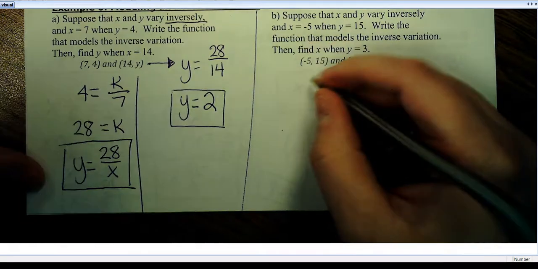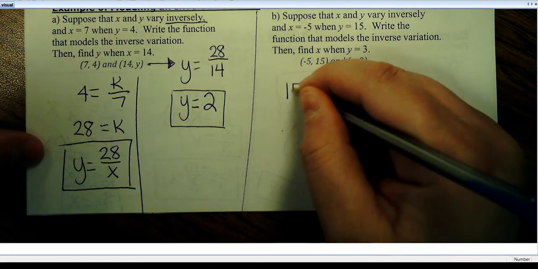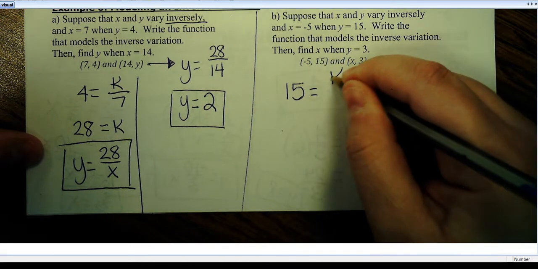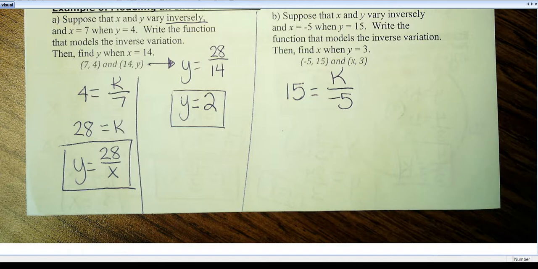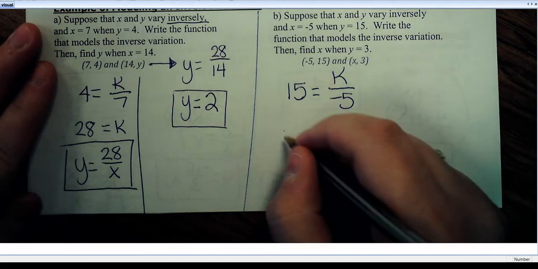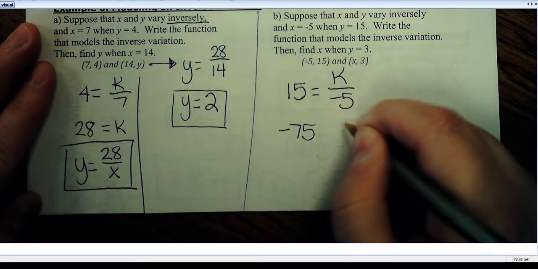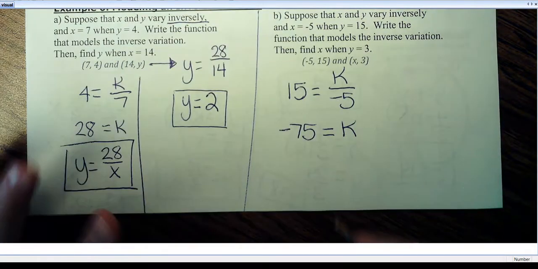Similar problem. X and y vary inversely. We're just practicing this again. So y is 15 when x is -5. So I'm just getting used to this format. Y equals k over x. I know the x and y coordinates. We're going to use this to help us solve for the constant of variation. I'm going to go ahead and multiply both sides by -5. And 15 times -5 is -75.